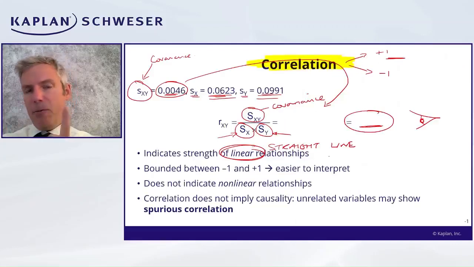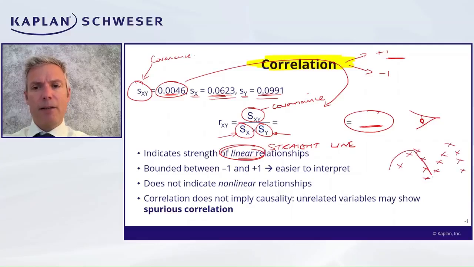But be careful. If you've got zero correlation, it doesn't mean that there's no relationship. It just means there's no linear relationship. If you've got zero correlation, there could still be a non-linear relationship between x and y. If you had data points like this, there's clearly some sort of sine wave going on, but that's not a linear relationship.